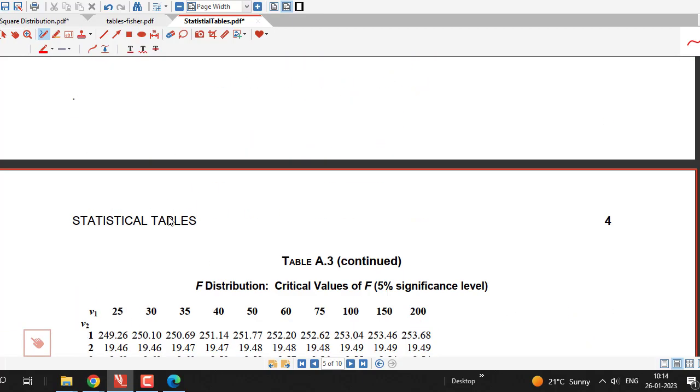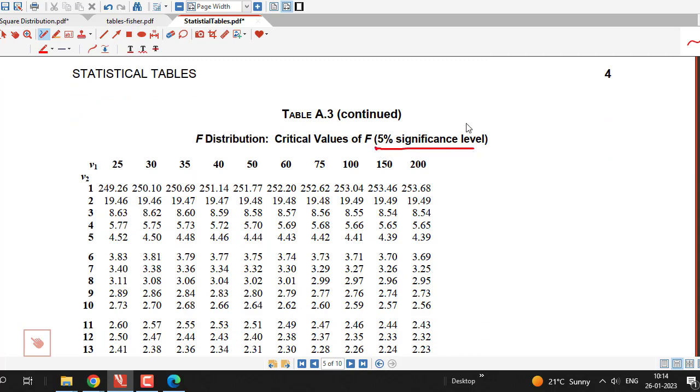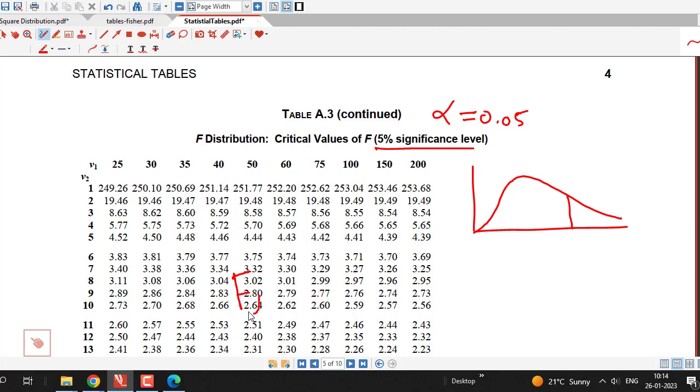And here also, all these values are for alpha equal to 0.05 level of significance, and remember that these critical values are for right tail probabilities only. Whenever I say that all these values are for F distribution value for F alpha, these critical values denoted by F alpha are those points F alpha such that area to the right is equal to alpha.